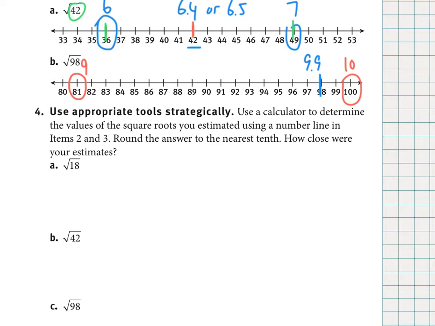Okay, so let's get a value here. The square root of 18 on a calculator is 4.2.